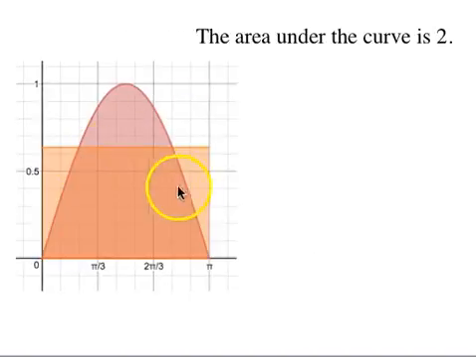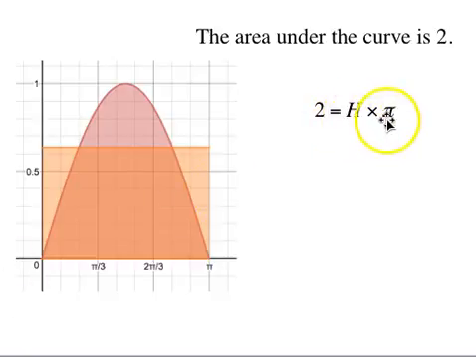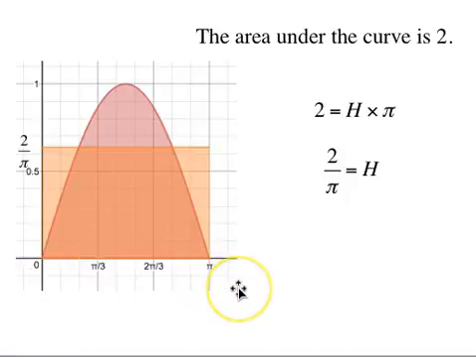The area under this curve is 2. The width from 0 to pi is pi. What will the height have to be? So 2, the area, is the height times the width of pi. So of course 2 over pi is the height. The height of this rectangle is 2 over pi. The width is pi. 2 over pi is the average value of that function.